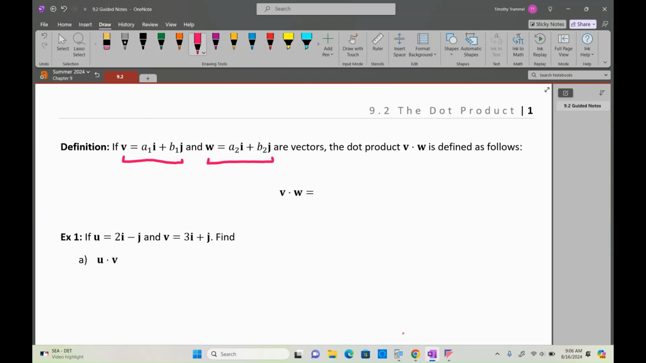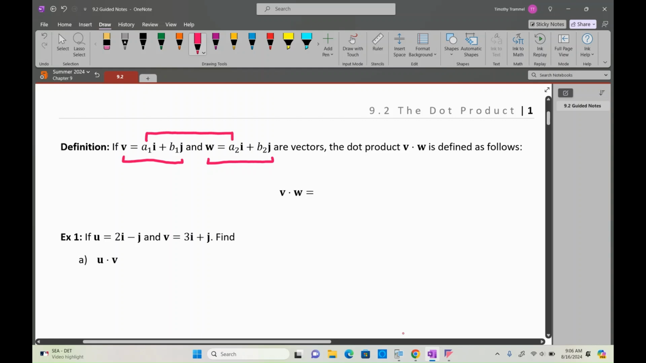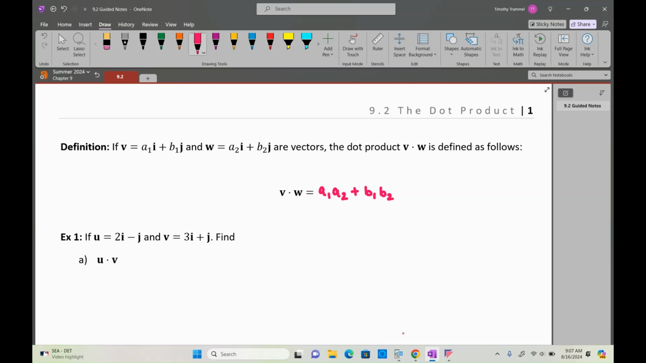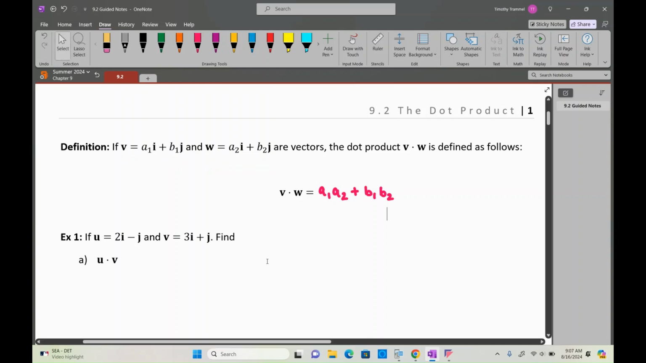What we'll do is we'll multiply their horizontal components. So I'll have A1 times A2 plus, and then we'll multiply their vertical components. So it's B1 times B2. And so that right there is the dot product. And it just seems like some new random operation, but again, it will have some interesting applications to it. And we'll see one here in a few minutes, but let's begin by just practicing finding the dot product.